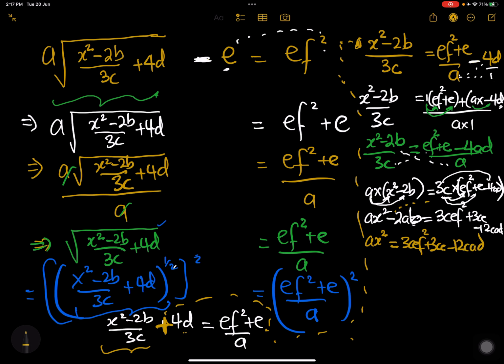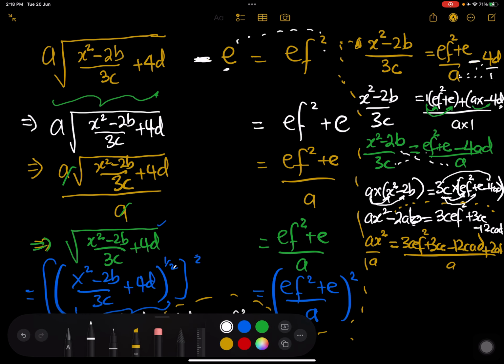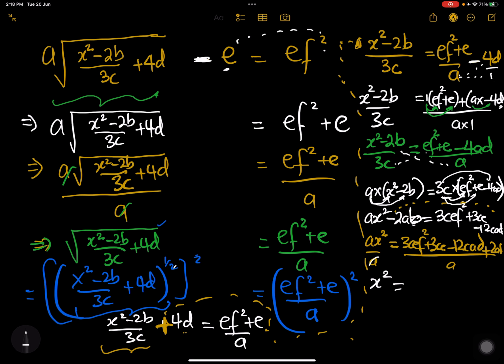And then this minus 2AB comes to the other side. It becomes plus 2AB. We have to divide both sides by A to find our X. So this A cancels out. X squared is equal to 3CEF squared plus 3CE minus 12CAD plus 2AB, divided by A. Now we are not done yet.